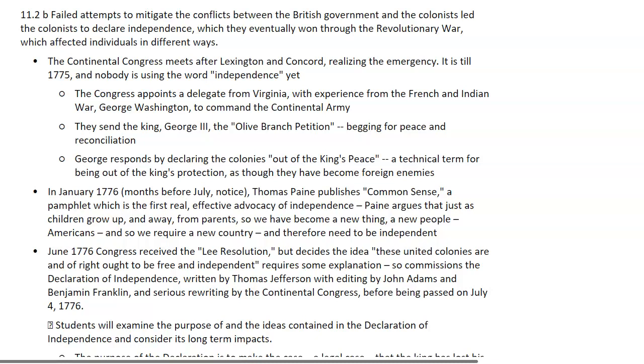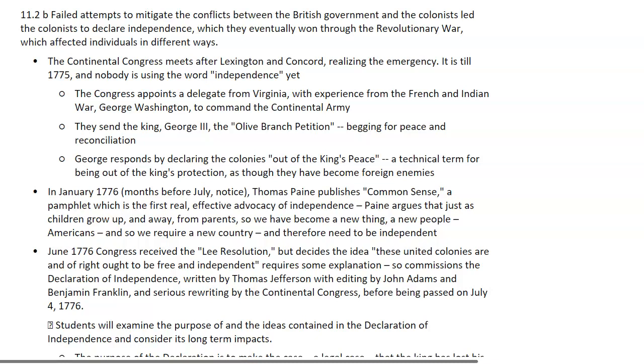a legal term. It means they are no longer protected by the king. The king's justice no longer runs, and they have become foreign enemies. He's kicking them out, if you like, and saying, we are going to send over the army to crush you.